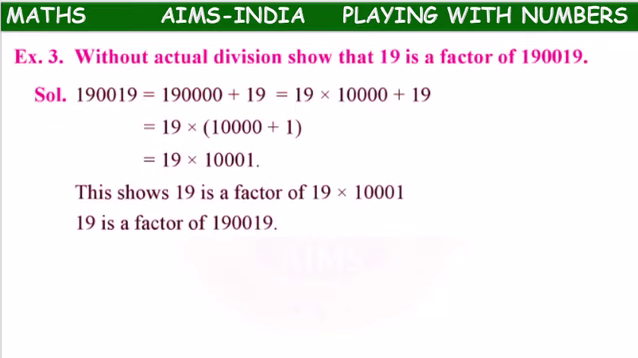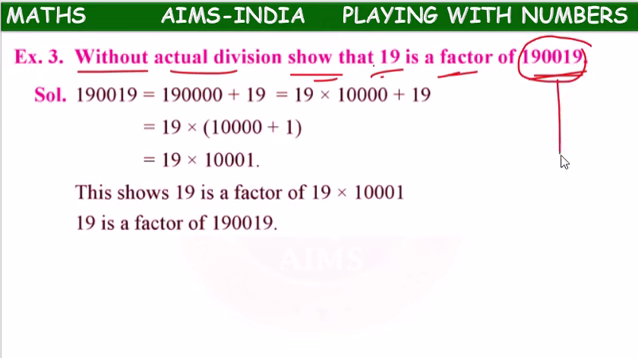Next. Without actual division, show that 19 is a factor of 190019. So we have to show that 19 is a factor of this number. Means in this number 19 is present, or multiples of 19 are present. That we have to prove.